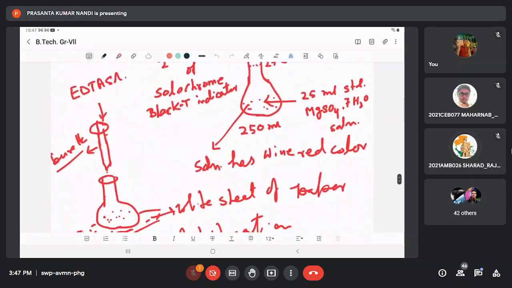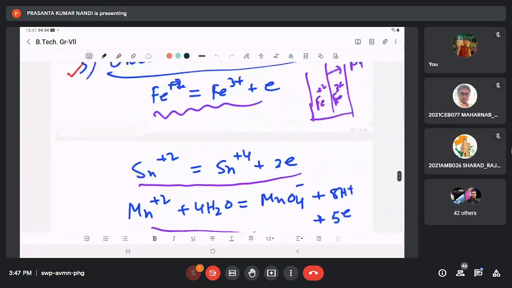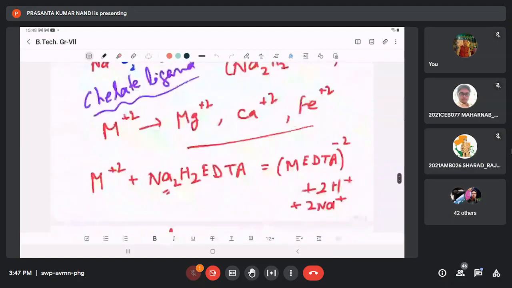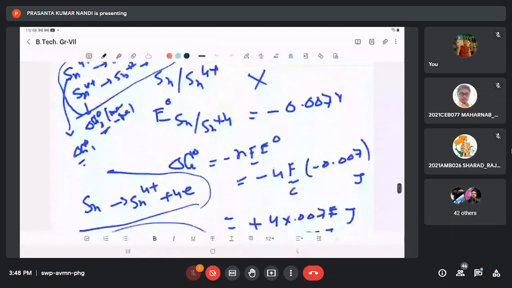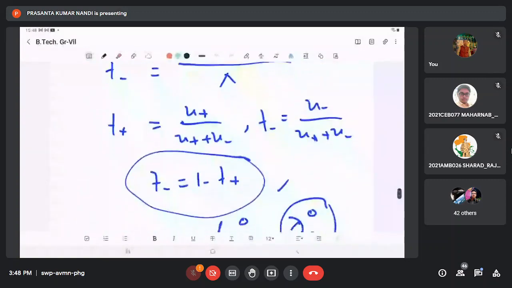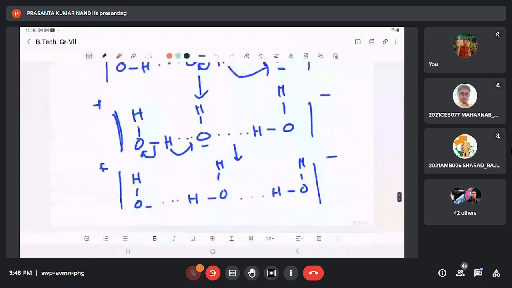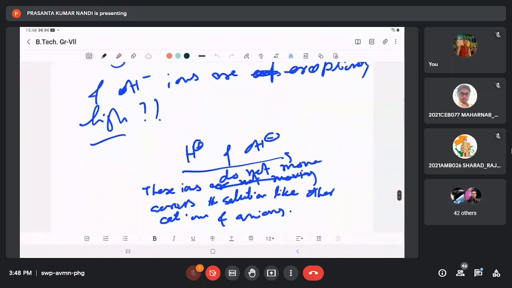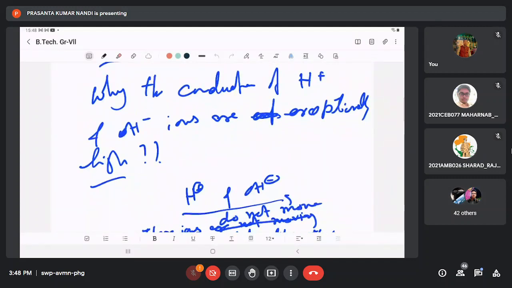Now we'll discuss a little about conductance. In the last class, I made a comment: why do H plus ion and OH minus ion have exceptionally large or high values of conductance? Why is the conductance of H plus or OH minus ion exceptionally high? That was the question. Why extraordinarily large? How can we explain that?